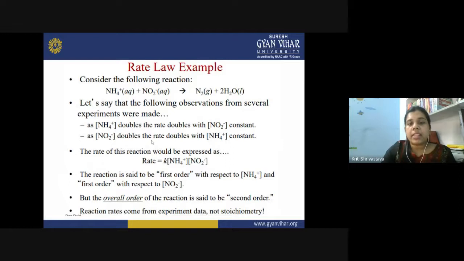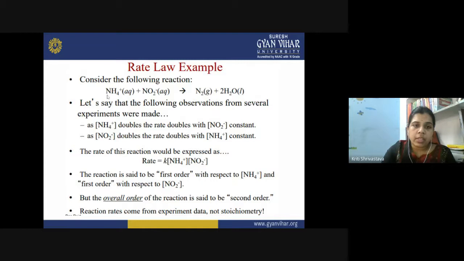Now let us take some example of the rate law. So consider this reaction. This is the ammonium ion in the aqueous medium reacting with the nitrite ion in the same aqueous medium, and as a result of this, what would we get? We get nitrogen gas and also water, H2O. So let us say that the following observations from several experiments were made. When we double the concentration of ammonium ion, it doubles the rate, with the NO2 negative constant.